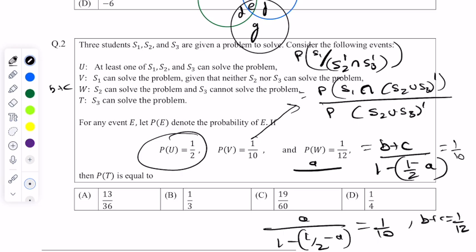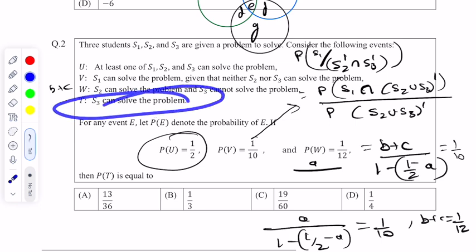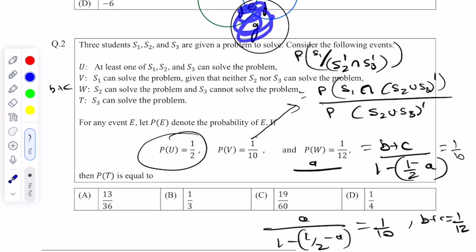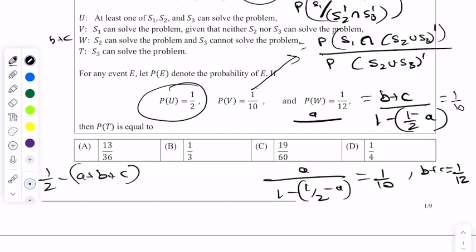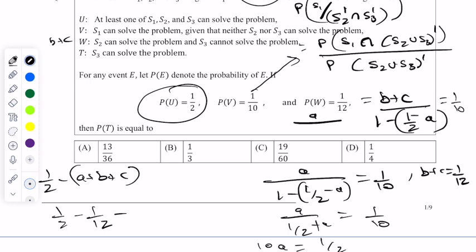Now we have to find out the probability for T. T means S3 can solve it, and now S3 can solve it means it will be everything except ABC. So that will be half minus (A plus B plus C). B plus C we already know is 1 by 12, so it will be half minus 1 by 12. I need to just find out what A will be. So over here we can just simplify it. I'll get A upon half minus A will be 1 by 10. If we cross multiply, we'll get 10A will be equal to, okay, this will become plus, I'll get 1 by 2 plus A, so it will be 1 by 18.